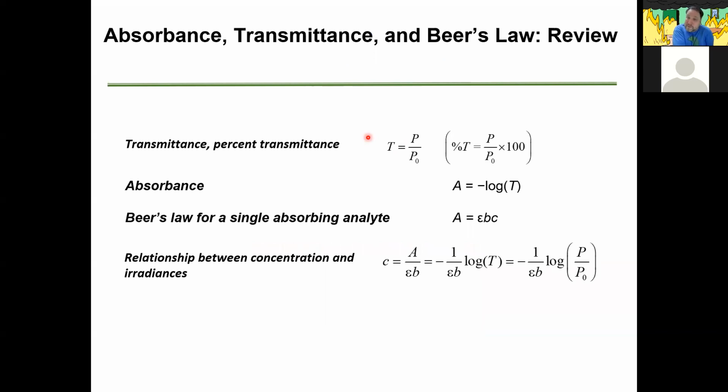So if you remember, our transmittance or percent transmittance is going to be the number of photons that we get out divided by the number of photons we put in. Our absorbance is just going to be the minus base 10 log of that. Beer's Law says that our absorbance is going to be proportional to the extinction coefficient times the path length times the concentration, which means we can rearrange that and say our concentration is going to be our absorbance divided by our absorptivity and our path length.